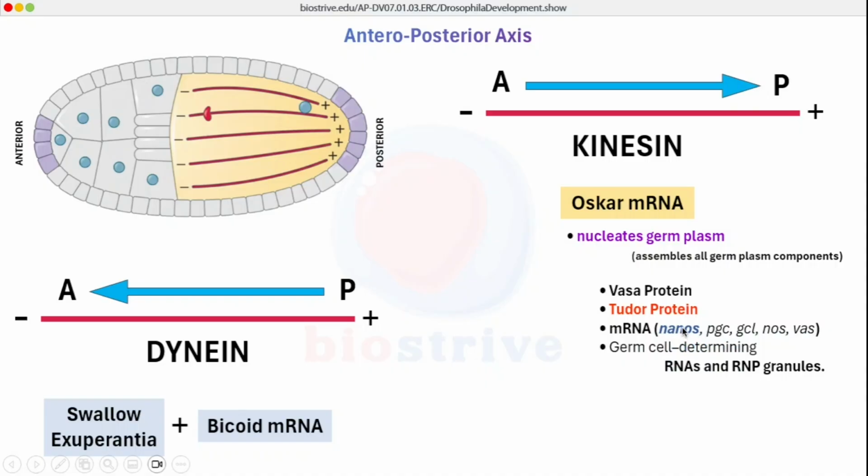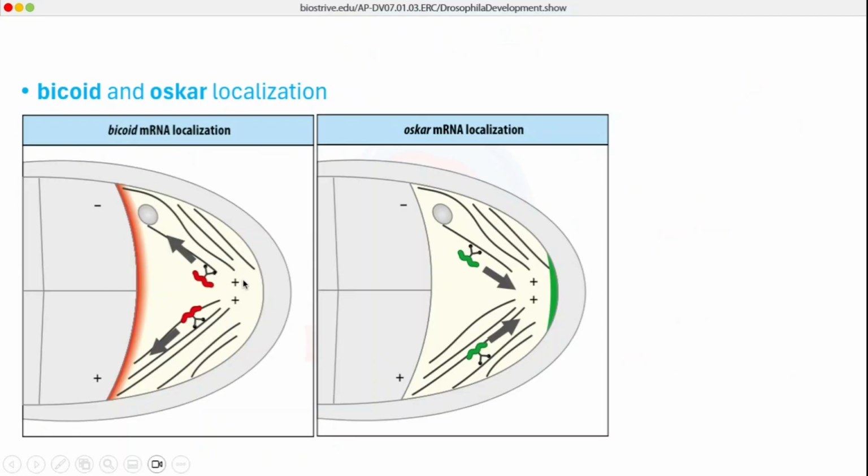So what is the significance of these two sets of proteins, Swallow-Exuperantia and Oskar-Tudor? Swallow and Exuperantia are localizing the bicoid mRNA towards the anterior side of the embryo, and Oskar and Tudor are localizing the nanos toward the posterior side of the embryo. And these bicoid and nanos will be acting as the major agents in establishing the anterior-posterior polarity in the developing embryo. The bicoid is being carried towards the negative end or anterior portion, and Oskar is being carried toward the positive and posterior portion.